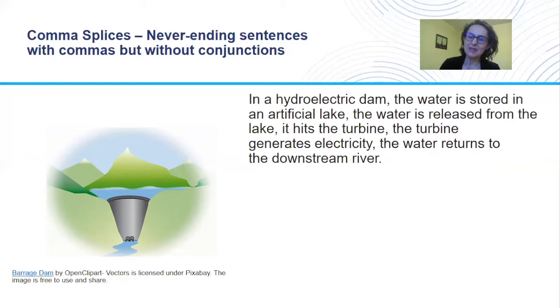In a hydroelectric dam, the water is stored in an artificial lake. The water is released from the lake. It hits the turbine. The turbine generates electricity. The water runs to the downstream river.